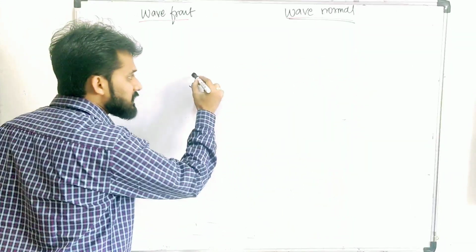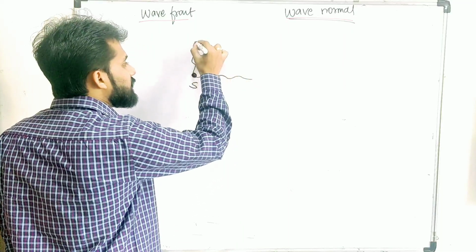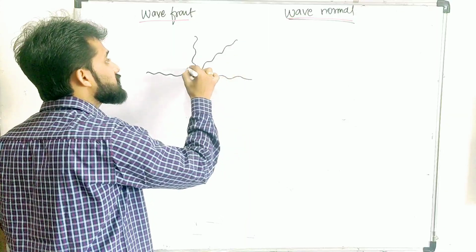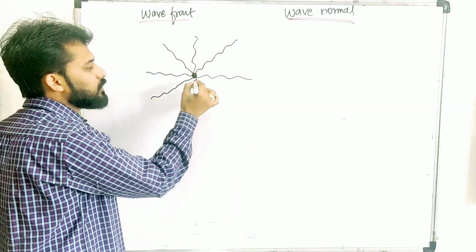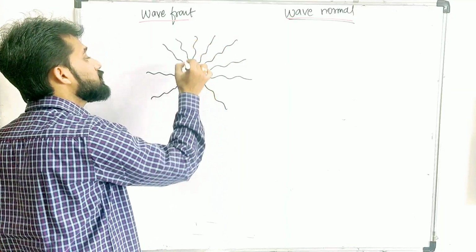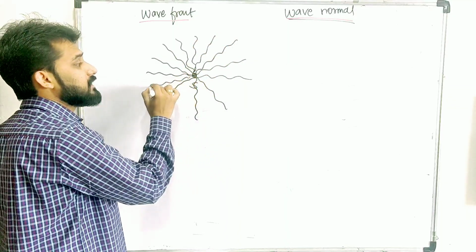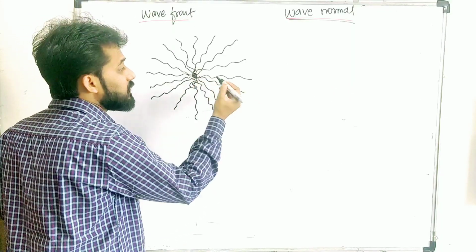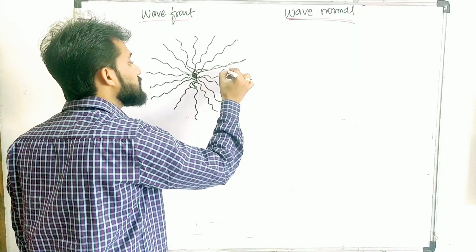So as the waves start traveling in all directions, at a certain time t, if I stop the time, what you will see is that all these waves that were emitted from the source at t equal to 0 will reach an equal distance c into t.